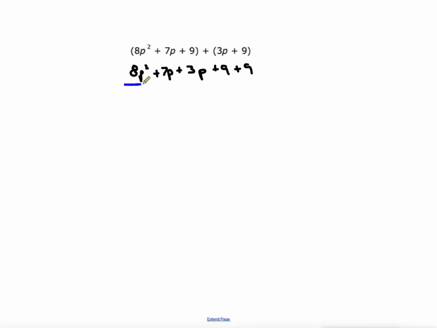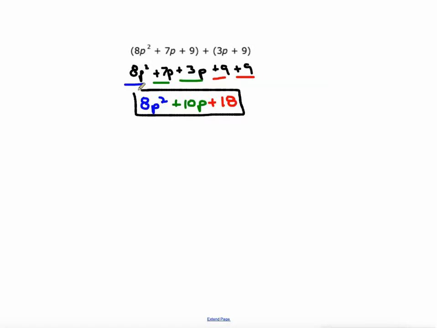So the 8p squared doesn't have any other like terms, so I'm just going to leave it as 8p squared. The 7p and the 3p are like terms, so we can add them together and make them 10p. And the 9 and the 9 are both constants, and we can add those together and make them 18. So when we add this binomial to this trinomial, or trinomial to binomial, we get this new quadratic, or second degree, trinomial, which is 8p squared plus 10p plus 18.